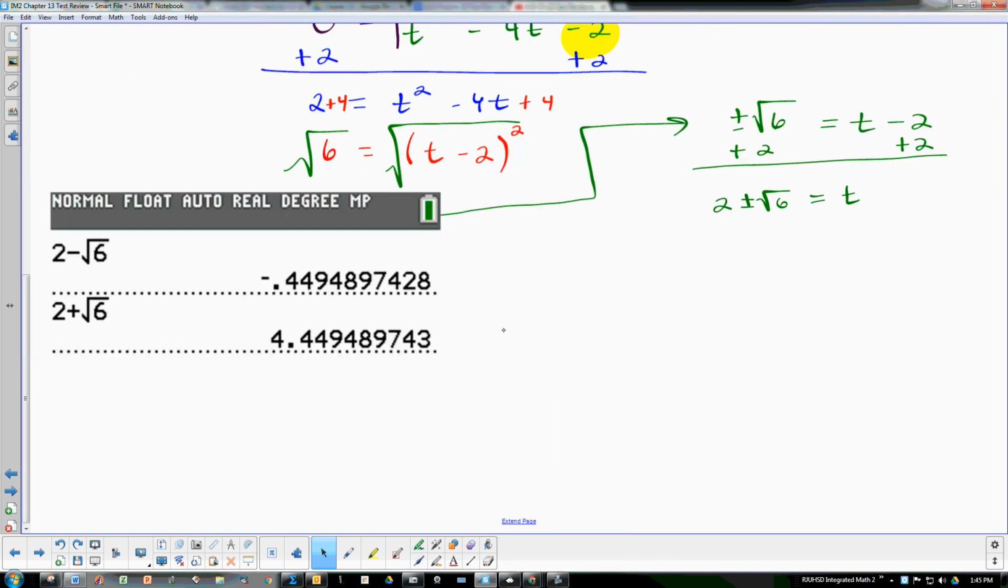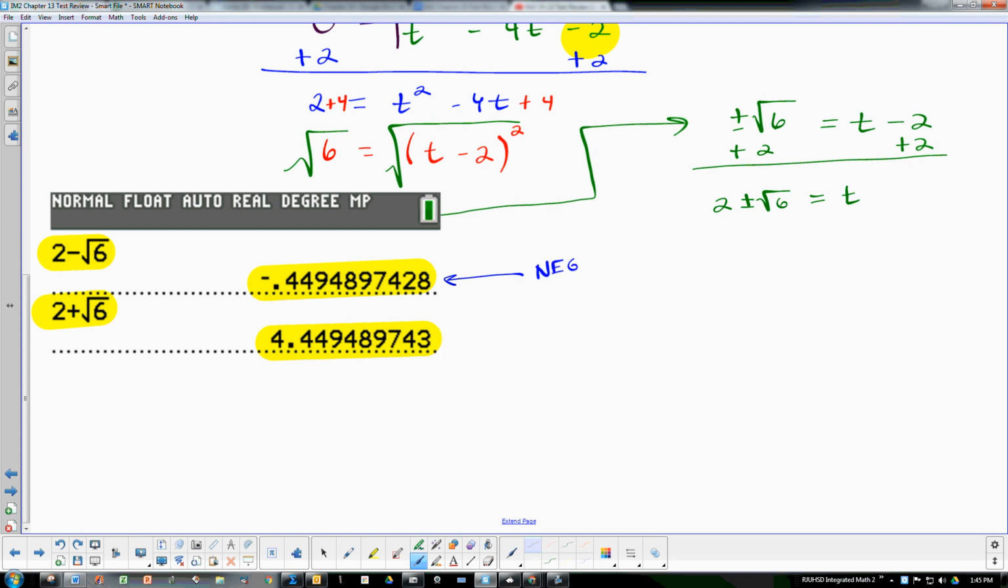So I wanted to show you two things here. You'll notice that I calculated these with the calculator. And 2 minus root 6 is going to be a negative, and then 2 plus root 6 is going to be a positive 4.44. So this value here really doesn't make sense in context of the problem. We're not going to have negative time, okay?